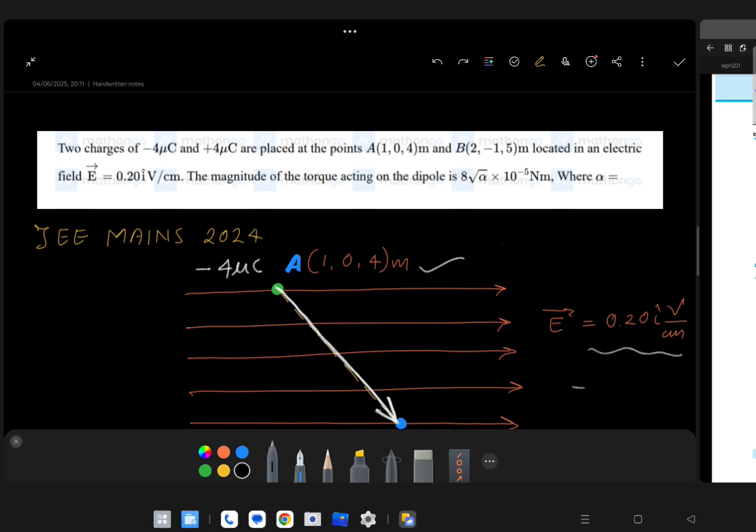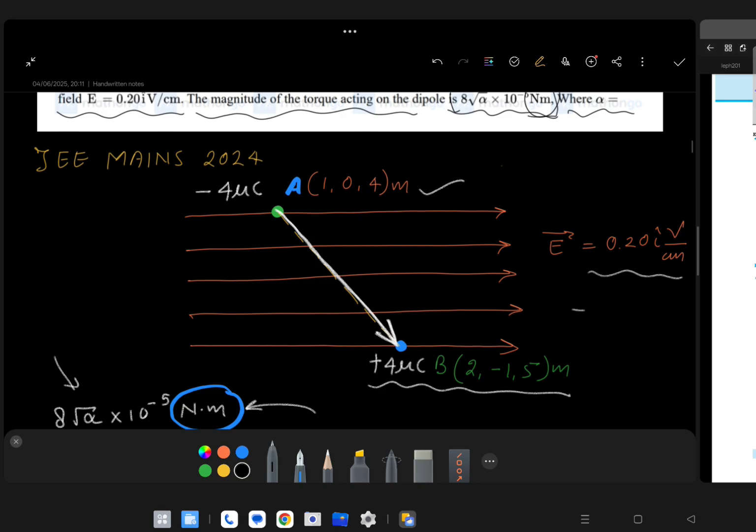The question says, two charges of -4 microcoulomb and +4 microcoulomb are placed at the points A(1, 0, 4) meter and B(2, -1, 5) meter, located in an electric field vector E equals 0.2 i cap volt per centimeter. The magnitude of the torque acting on the dipole is 8 root alpha into 10 to the power minus 5 Newton meter, where alpha is equal to. So the value of alpha you have to find here, all right? And the value of torque has been given in Newton meter units, okay? So we will have to be careful for this.